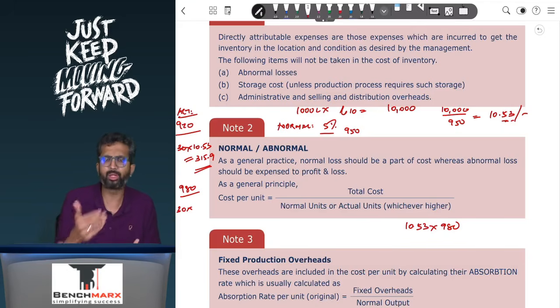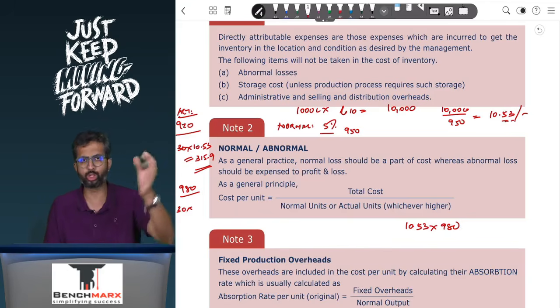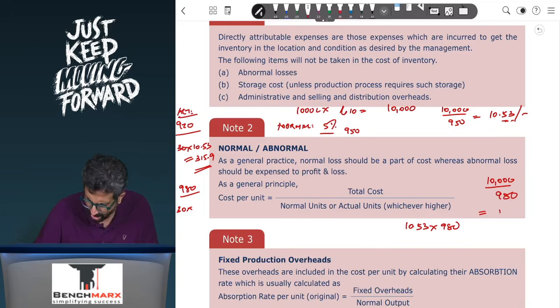Now this is something which we will say is a little wrong, because you have merely purchased water. Merely purchasing water does not give you a gain, and hence the standard says in case of abnormal gain, you will take the total cost divided by the normal or actual, whichever is higher. So over here I will say 10,000 divided by 980. Now this may be a little confusing for a student. When do I take normal, when do I take actual?